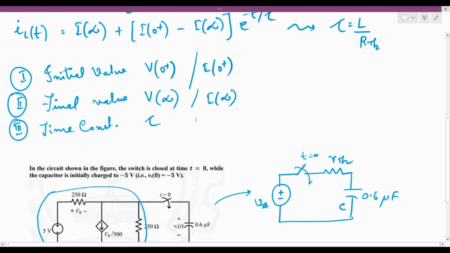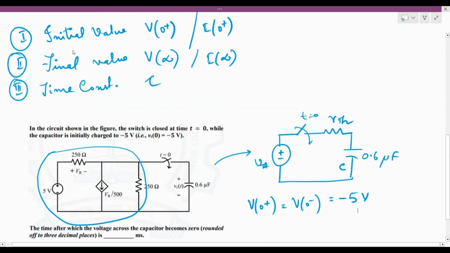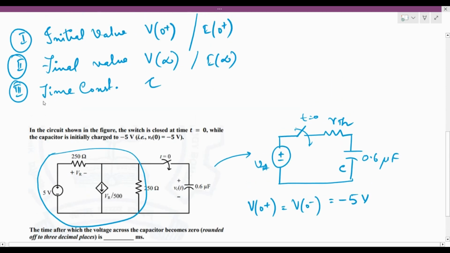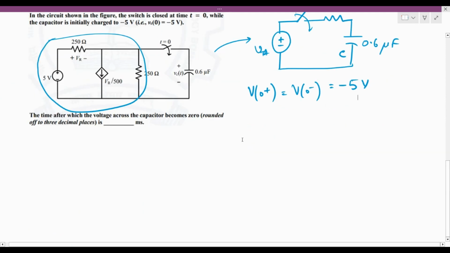What is the initial value here? V0 plus will be equal to V0 minus, which is going to be equal to minus 5 volts, as given in the question. Next, we need to compute the final value of the circuit and the time constant. For both of these, we need the V TH and the R TH. So now let us open circuit this capacitor, because at steady state anyway, this capacitor will be acting like an open circuit. So we might as well remove it, right?